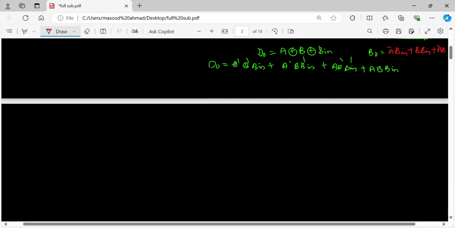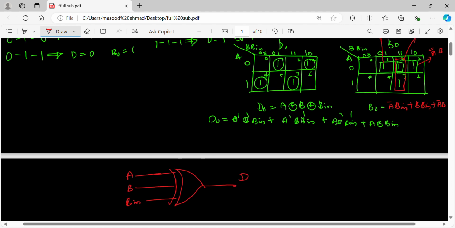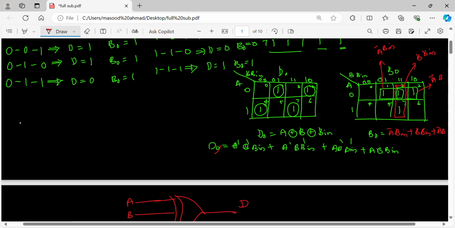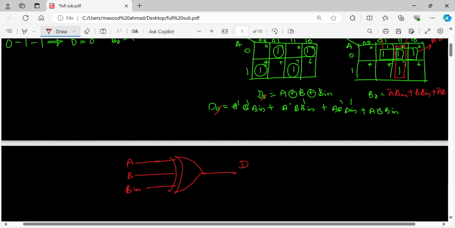Now let's look at the circuit. I have just the inputs A, B, B in. From these, can I take a 3 input exclusive OR gate? Yes, it is possible. This will give you your D. Okay, it's not D0, it's just D. We are using the difference D.